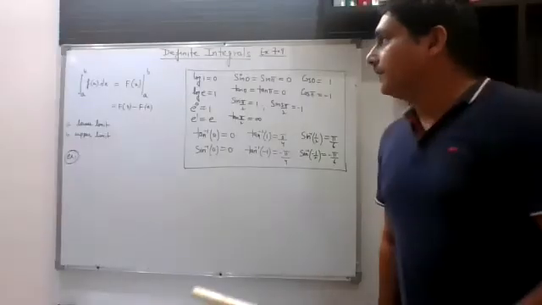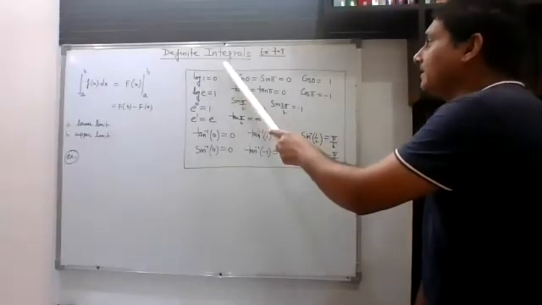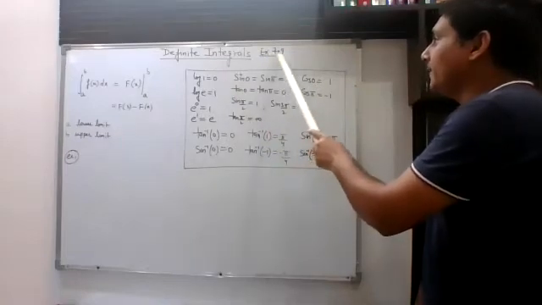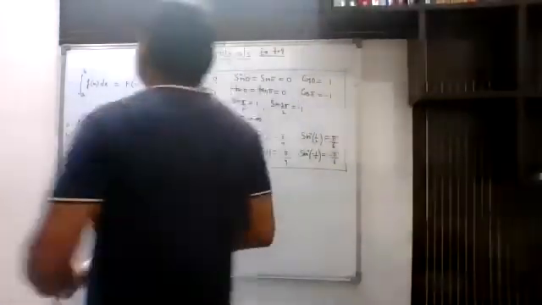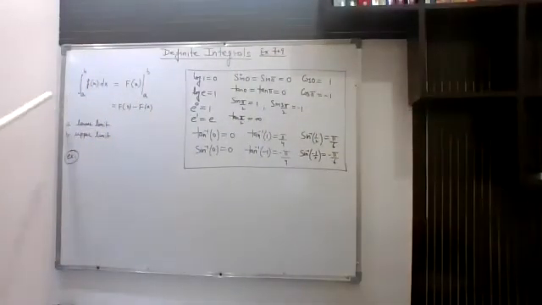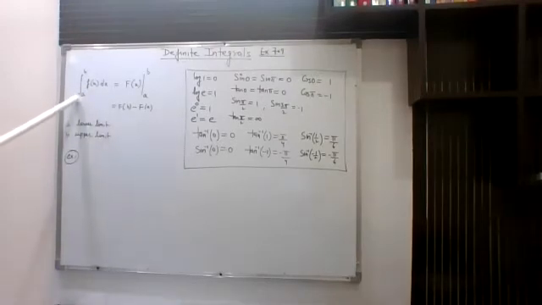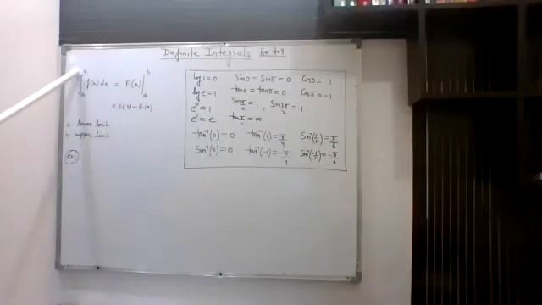Well, students, so today we are going to start with this definite integral. This is exercise 7.9 as per NCERT. First of all, you can see that here we have this integration of f(x) dx. Here this a stands for the lower limit and this b stands for the upper limit of the integral.